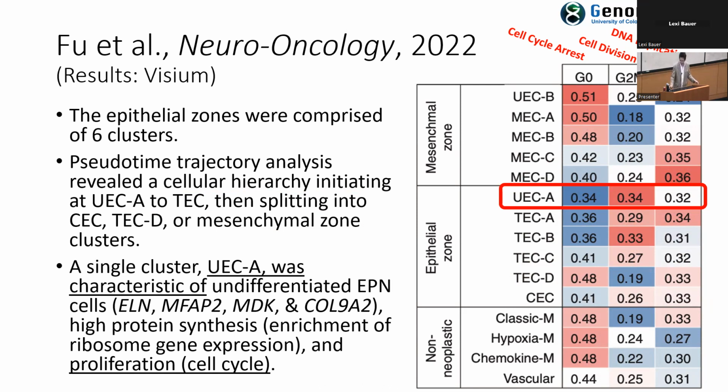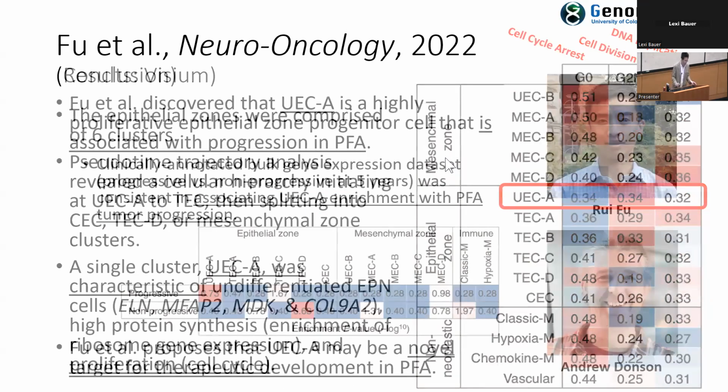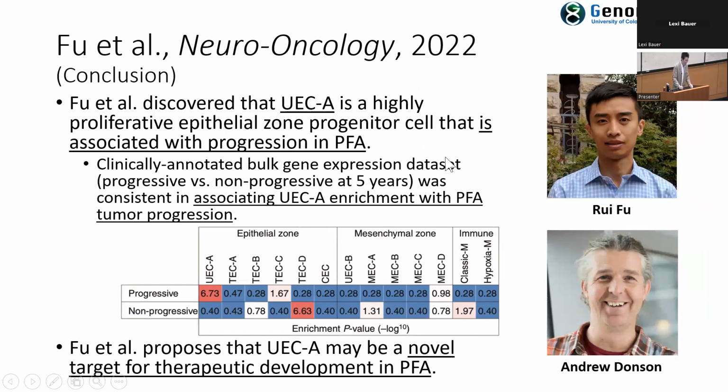And essentially, the paper proceeds to characterize it further, but one way or another, here are the conclusions that they derive. So Fu et al. essentially discovered that the UECA is a highly proliferative epithelial zone progenitor cell that is associated with progression in PFA. So I thought this was the best place to put this other figure from their paper here.